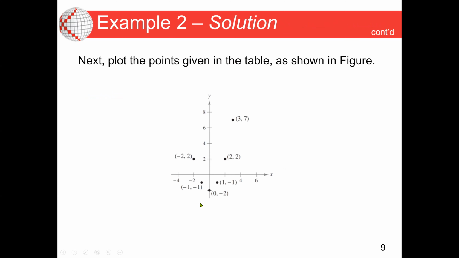So these are the points. We know the graph turns when x is 0, y is -2. So this is the shape we have.